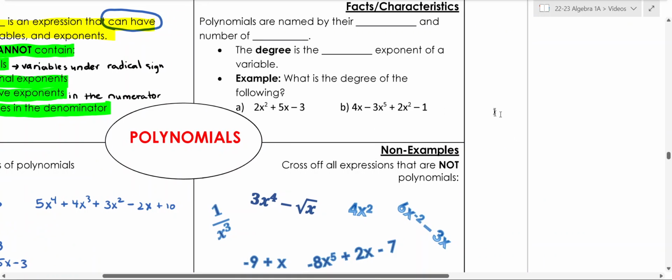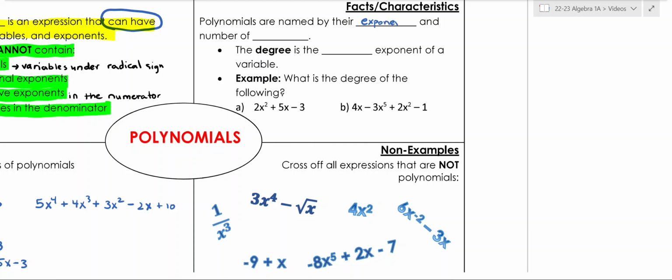So polynomials are named by their degree, by their exponents, or otherwise known as the degree, and the number of terms. So the degree is going to be the sum of all exponents of that variable or of that term.